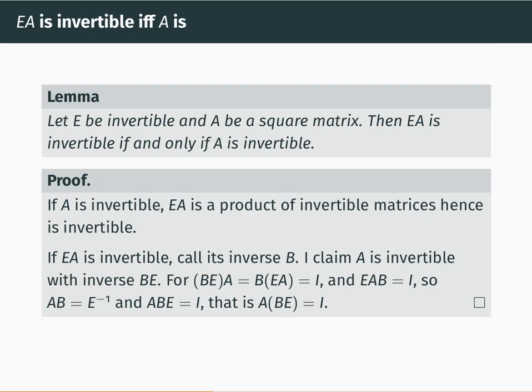Here's another lemma that we need. What the lemma says is that if E is an invertible matrix and A is a square matrix, and they both have the same size, then E times A is invertible if and only if A is invertible.